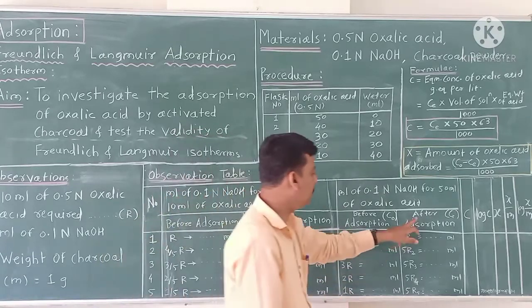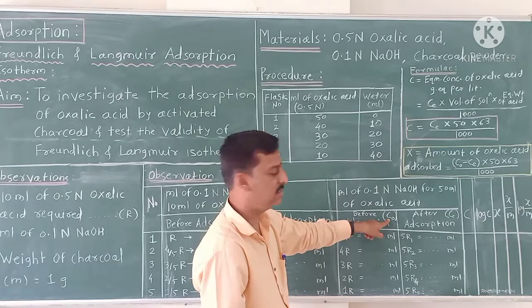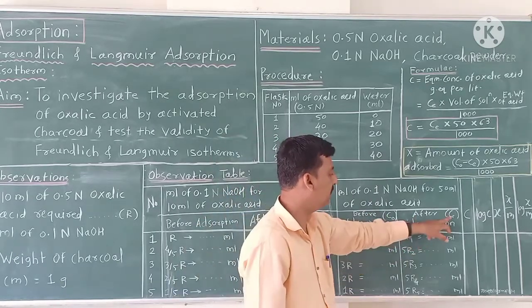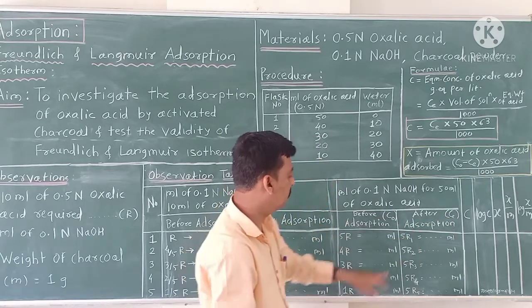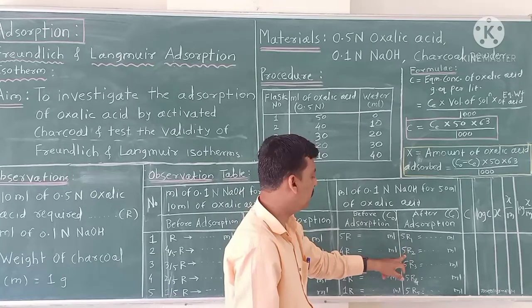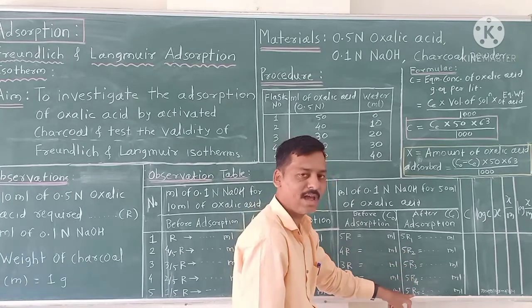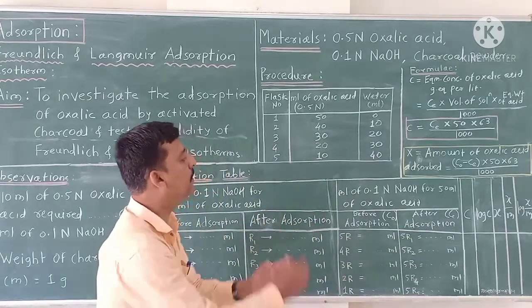This reading is called the C0 reading. After adsorption, the readings are called the Ce readings, which give the concentration: 5R1, 5R2, 5R3, 5R4 and 5R5. We get those readings from this table.